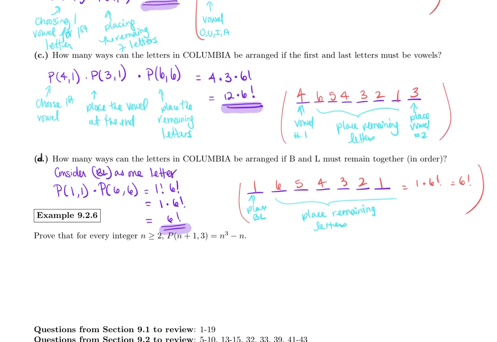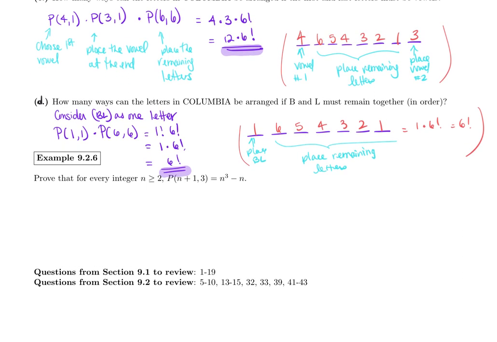Our last example from this section says prove that for every integer n greater than or equal to 2, the permutation of n plus 1, choose 3, is n cubed minus n. So just when you thought you weren't doing more proofs, I bring you right back. So our statement here says that for all n in the set of integers, if n is greater than or equal to 2, then the permutation of n plus 1, choose 3, is equal to n cubed minus n.